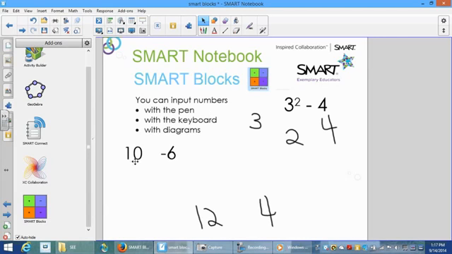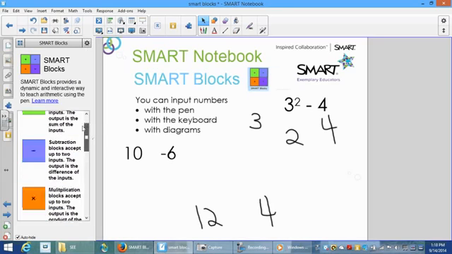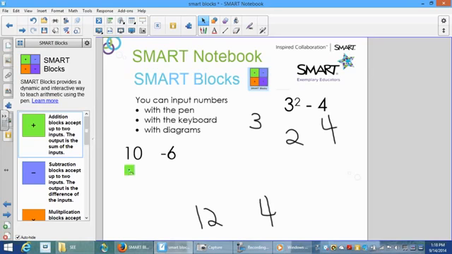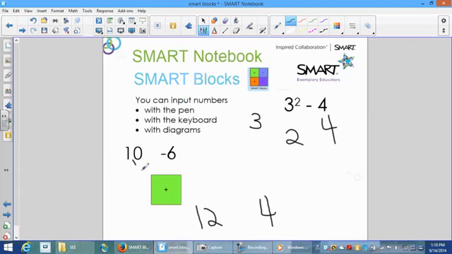So here we have two integers, 10 and -6, and I'd like to add those. So I'm going to press Smart Blocks, go up and find the addition block and pull it onto my screen, pick up a pen, and then I'm just simply going to draw a line from my two numbers into my block. And it will add 10 and -6 and get the answer 4.